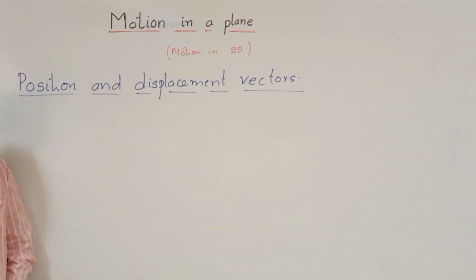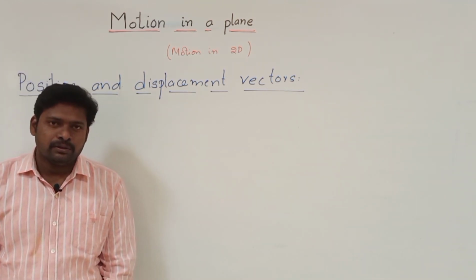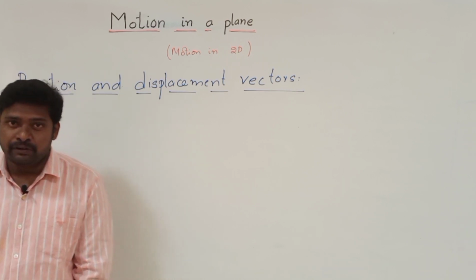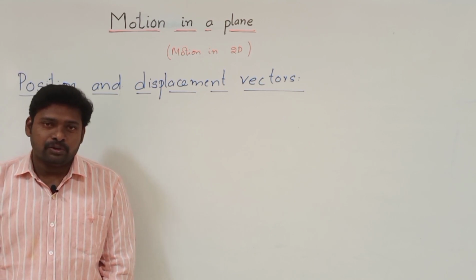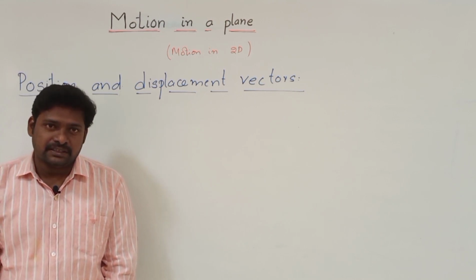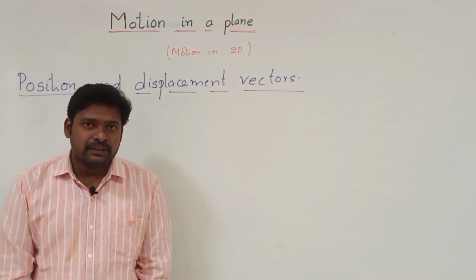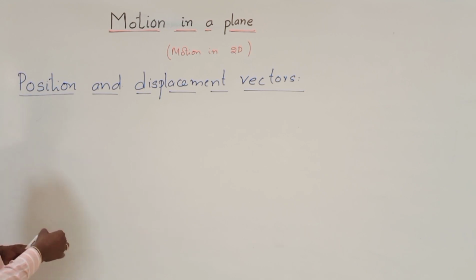Now we shall see position and displacement vectors. How to find a displacement vector using position vectors. A distance is different from displacement. A distance is a scalar. We will not notate any direction for the distance, whereas when you consider a displacement, we should notate it with the direction. Let's see a coordinate axis.